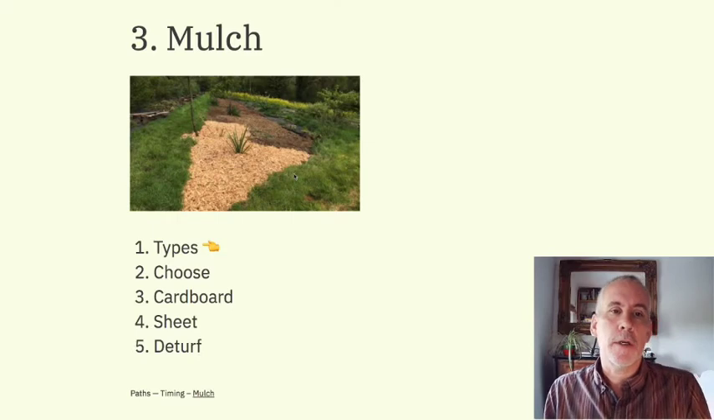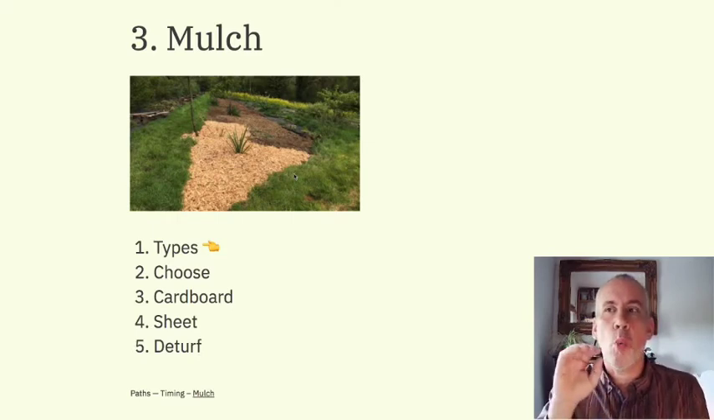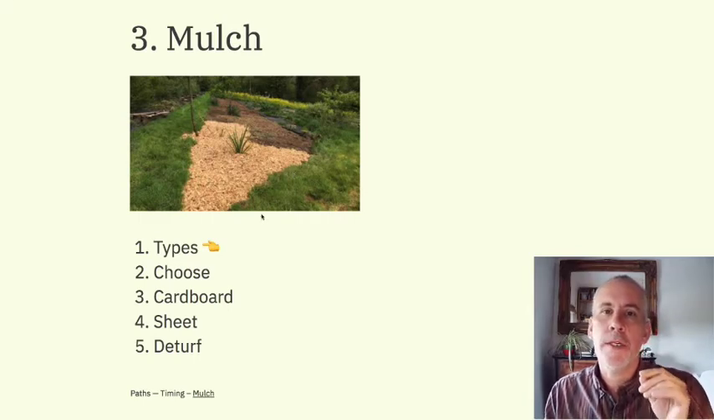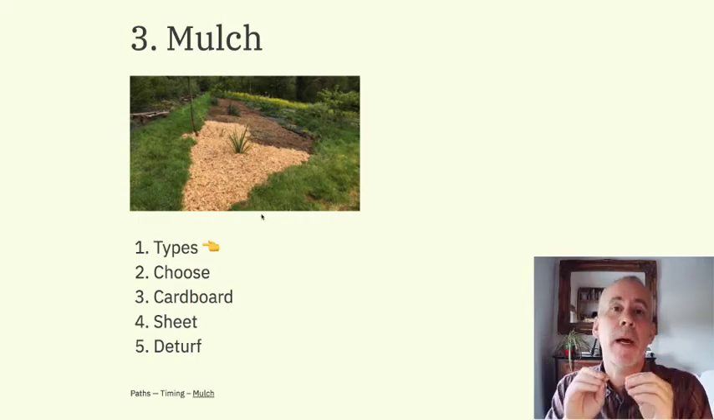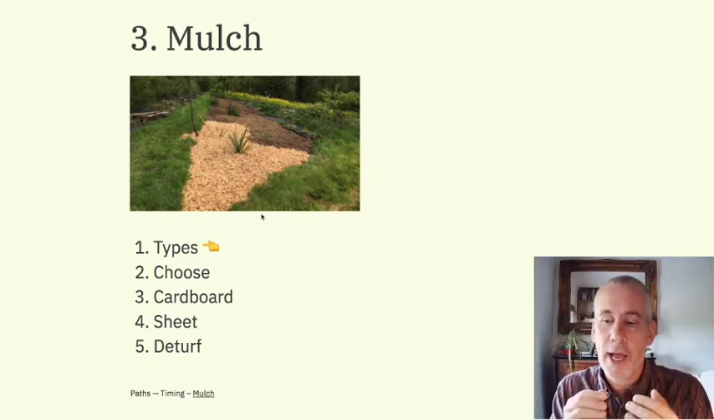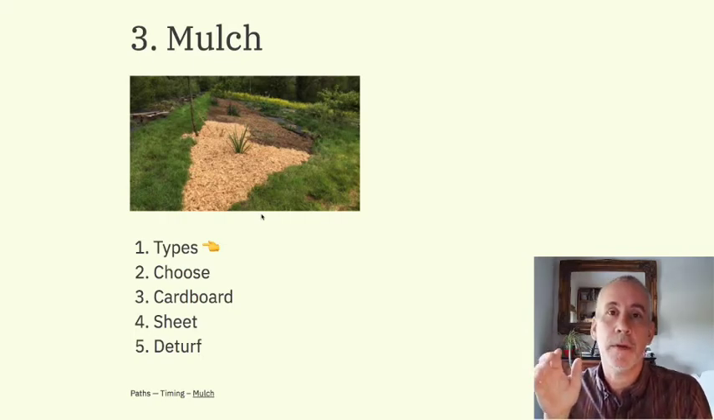Different types of mulch we've got, which one to choose, and then we look at the 3 different ones: cardboard, sheet mulch, and deturfing. So this just to emphasize, this is about mulching to clear the ground. In forest gardening, you always have a permanent ground cover. The ultimate aim is to have a permanent ground cover that isn't grass. That doesn't require much maintenance apart from the occasional bit of weeding.